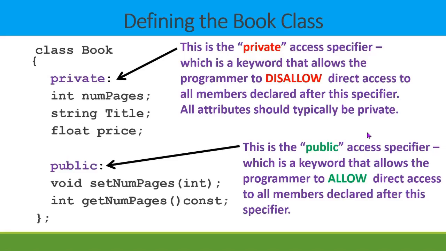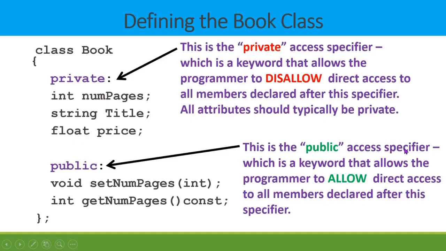The way that we do data hiding in a class is that we use access specifiers. We have a private access specifier, which is a keyword that allows the programmer, not the user, to disallow direct access to all members declared after this specifier. So the attributes, num pages, title, and price are all private.